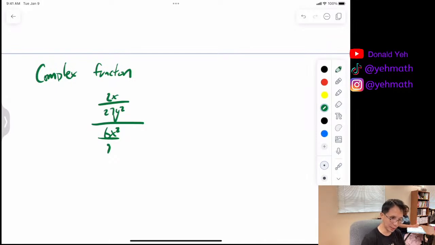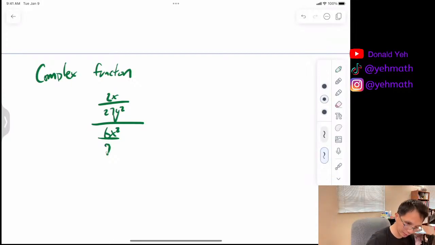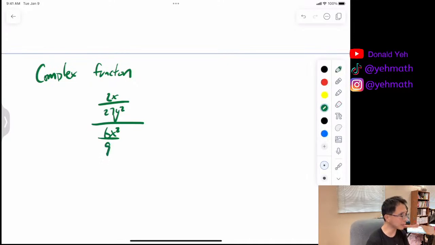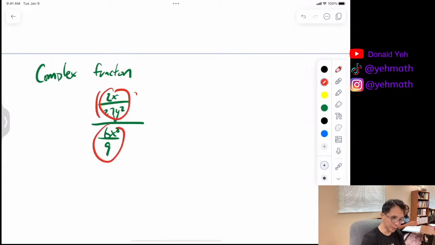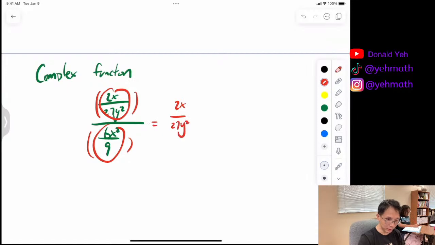And this one's fairly easy. Hold on a second. This is 9 on the bottom. That's really bad handwriting. This is 9. So to do this one is actually super easy. Just recognize that this is this fraction divided by this fraction, right? But there's a parenthesis here, but yeah, you can simplify if you want. But I'm just going to do 2x over 27y squared, dividing by 6x squared over 9.